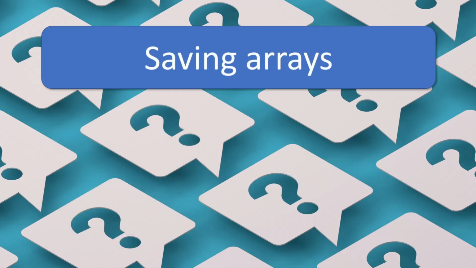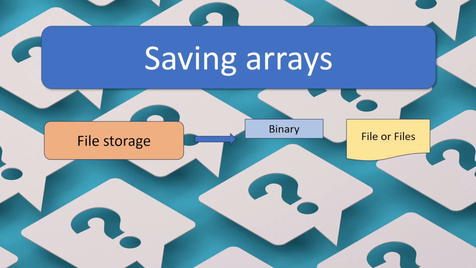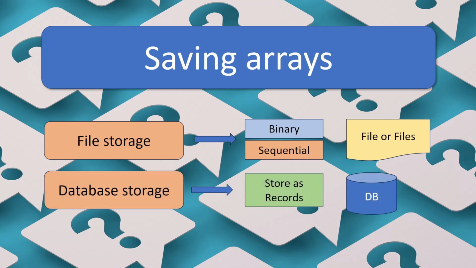When it comes time to save the data you have in your array, you have some options. You can save the data to a file, either using a binary method, saving the entire array as one block to the file, or in a sequential method where each record in the array is saved separately. Alternatively, the array could be saved to a database as a series of records, allowing your application to read and update them in any sequence required.